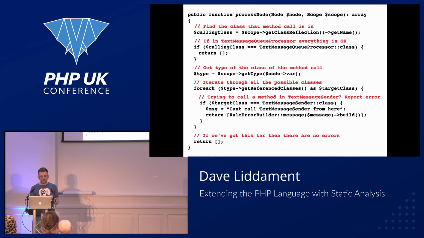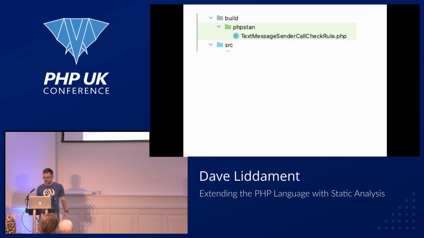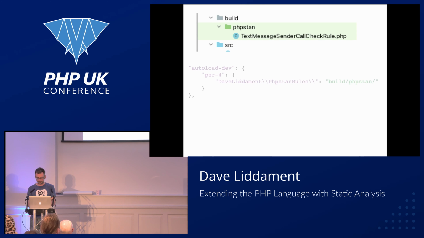Okay, so we've created our first rule, and it's not a huge amount of code, actually. And this will protect us from this problem that we mentioned right at the start. There's a few bits of housekeeping. Where do we keep this rule? What I do, and you don't have to do this, is create a build directory at the same level of source and test. And then in that directory, I have PHPStan, because maybe there'll be other tools I might be using in there, like Rector. So in the PHPStan folder, I've got my text message sender call checker rule.